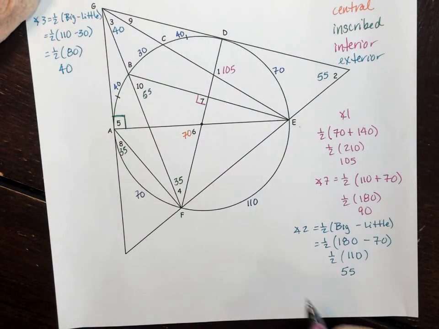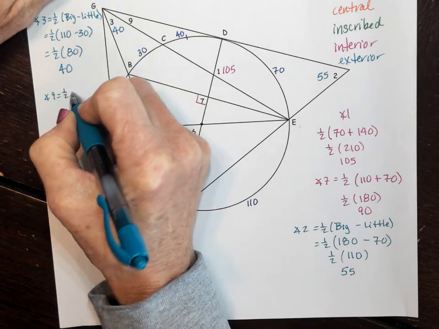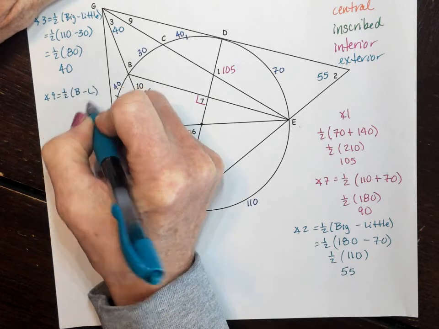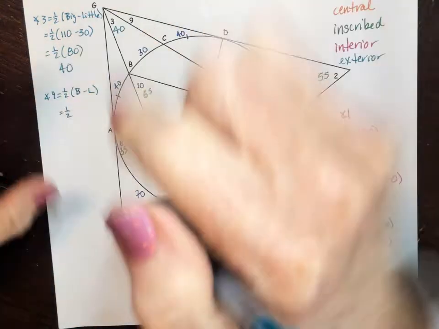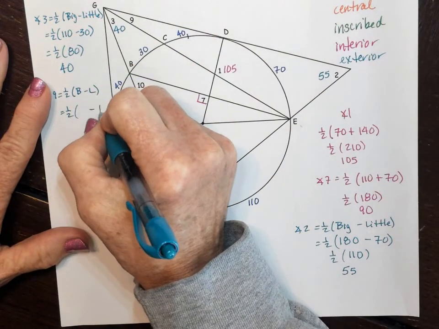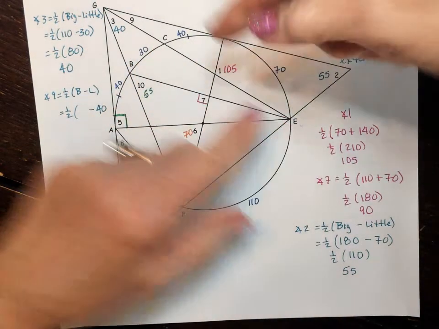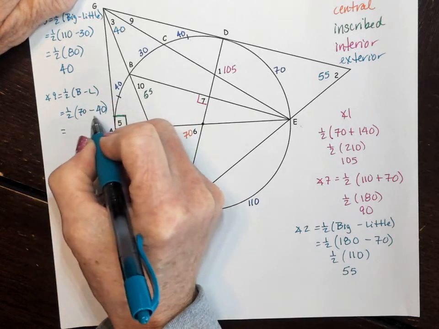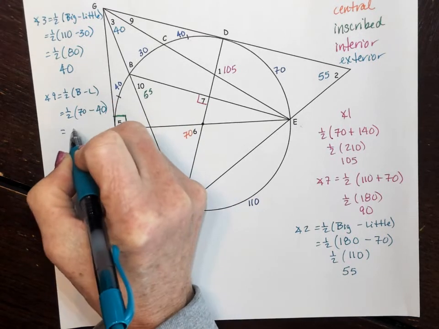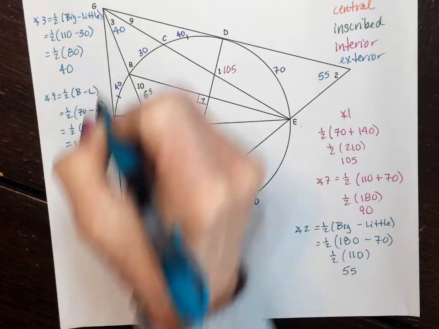And angle 9, another exterior angle, half of big minus little. 9. The little arc is 40. And the big arc, if I extend that side out, is 70. And half of 70 minus 40, 70 minus 40 is 30. Half of that is 15.